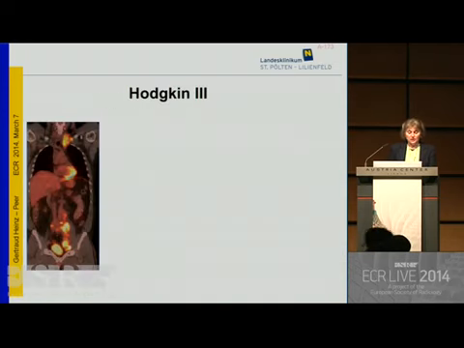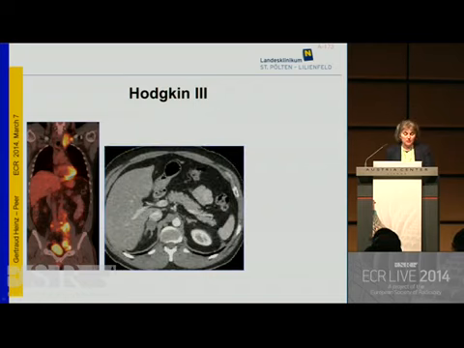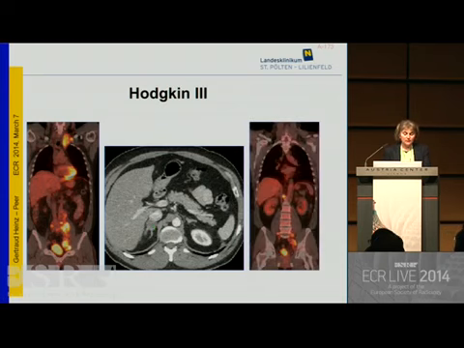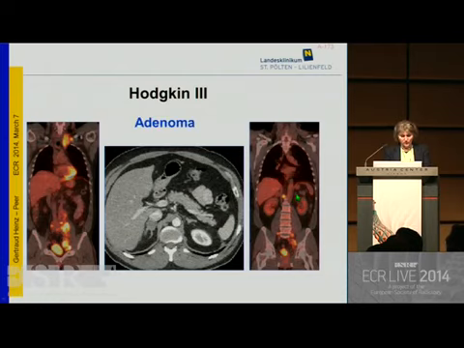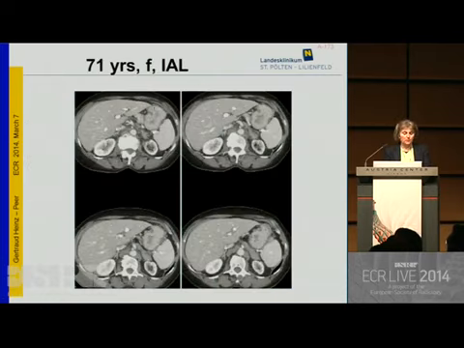This was another patient diagnosed with Hodgkin's disease, stage 3, with disease above and below the diaphragm. And additionally, this patient presented with a small right adrenal mass. Is it part of the lymphoma or is it a benign lesion? We did PET-CT imaging, and this lesion didn't take up any tracer, so we could say this is a benign adrenal lesion, and it proved to be an adenoma.